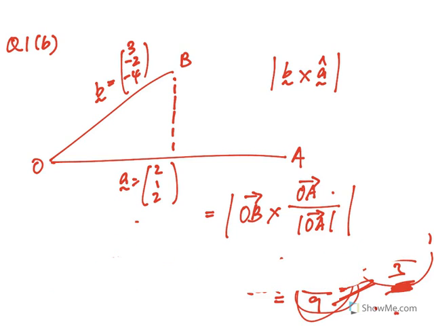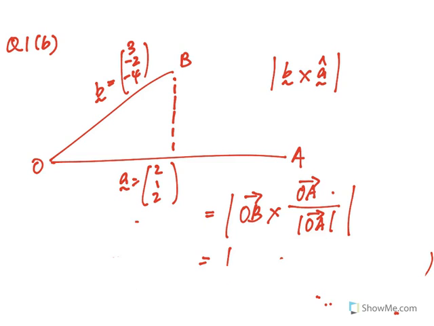Some of you cannot get it, so let me show. What is OB? OB is equal to 3, negative 2, negative 4. Vector product, OA is 2, 1, 2. The magnitude over here is 3. So can I put 1 over 3 outside?